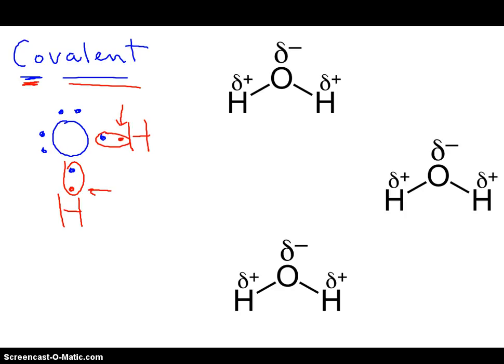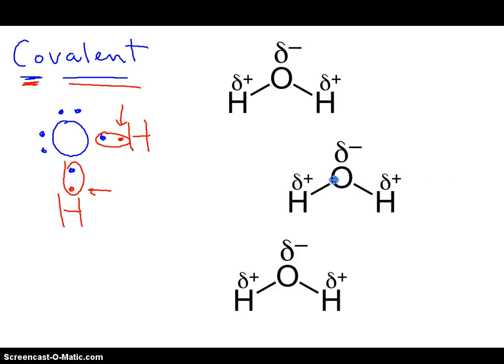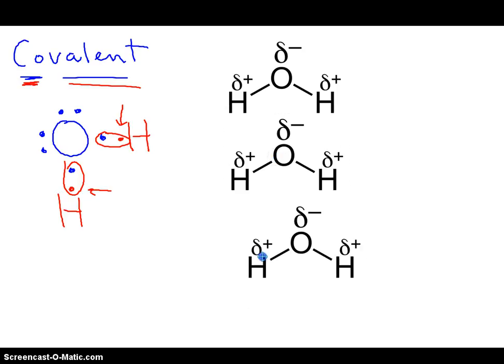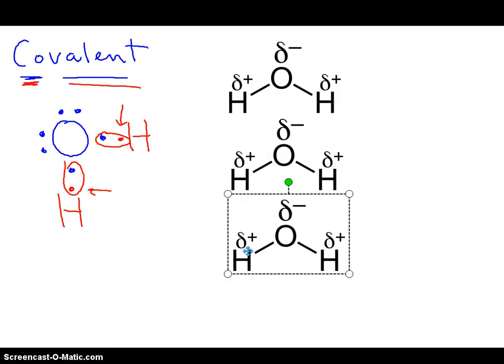And what can happen is now when these polar water molecules get together, they can actually line up almost head to tail, right like that. And what will happen is in between them, from the positive to the negative, right like that, you'll get a hydrogen bond.